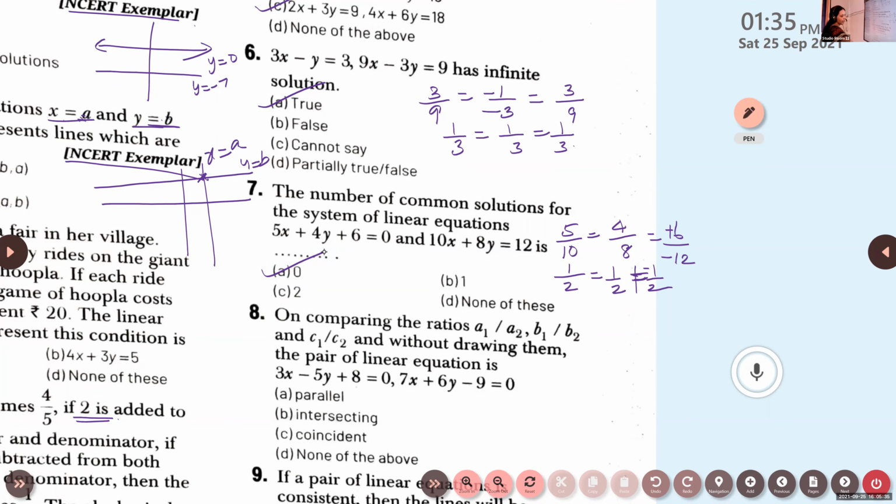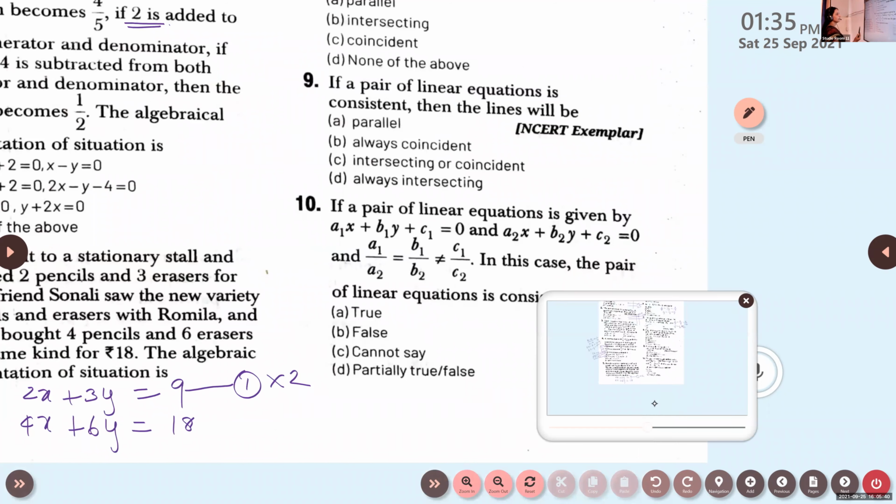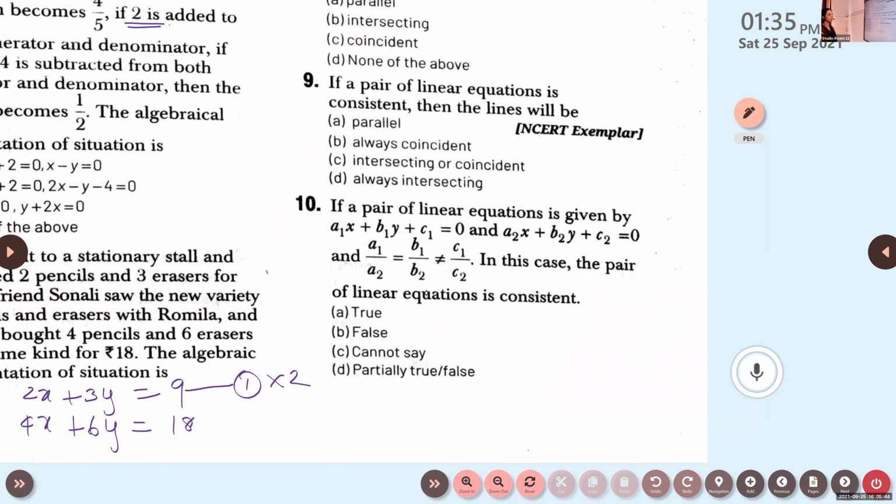Okay, 8th question. Similar questions, I'll skip it, children. Otherwise, you'll not be able to do it. Now, do the 10th one.